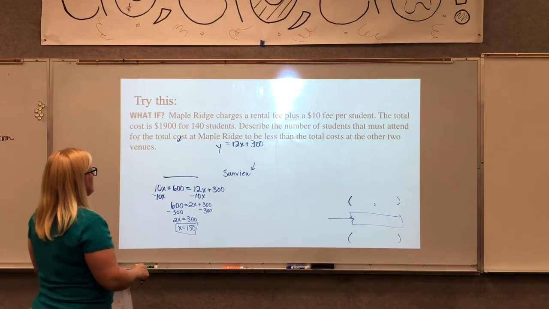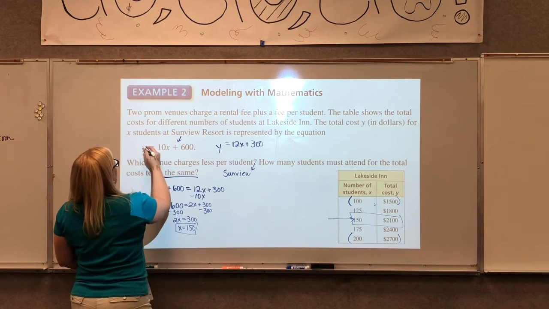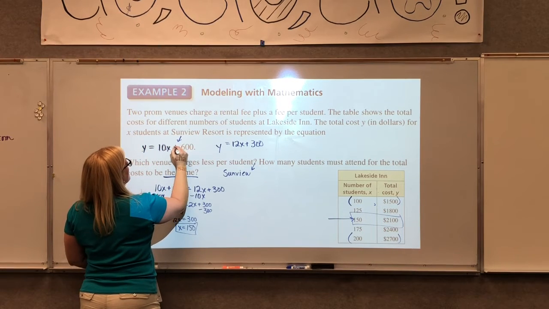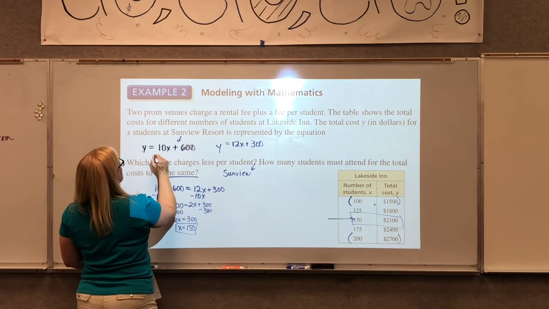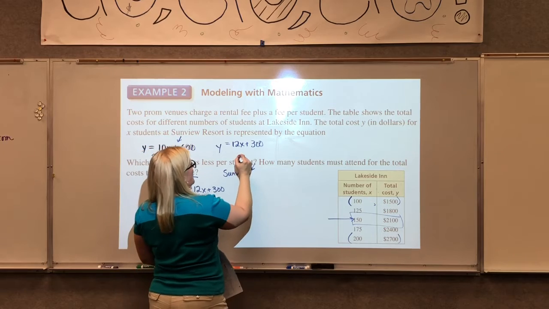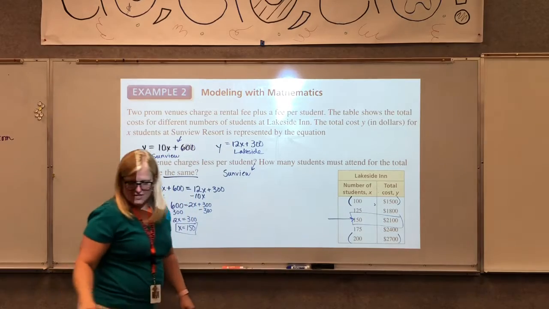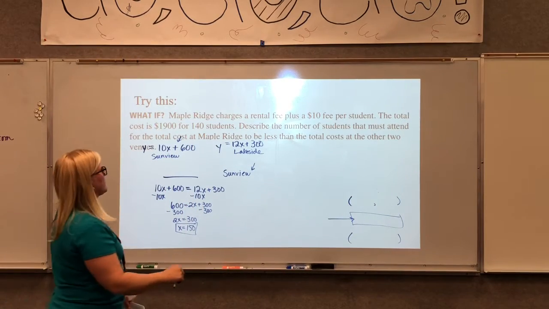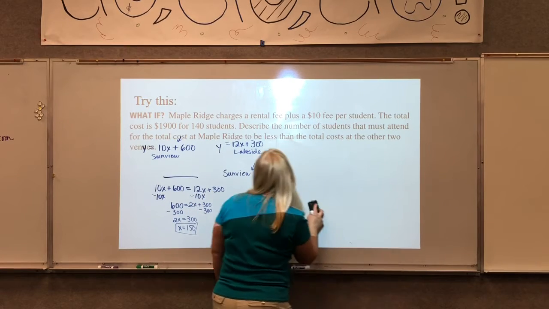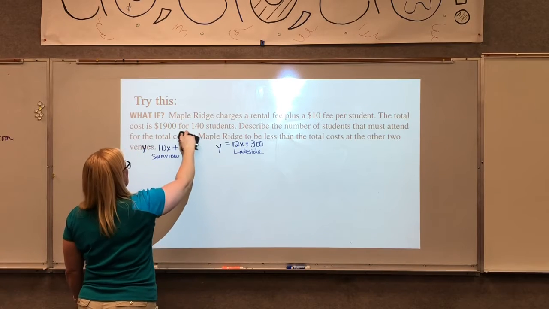So, let me go back just for a second. We had, I'm just going to write over this, y equals 10x plus 600. This was Sunview. This is Lakeside. And in the next slide, they're asking a question. This is for you to try. And maybe this is really confusing. Just give it a try. See what you come up with.